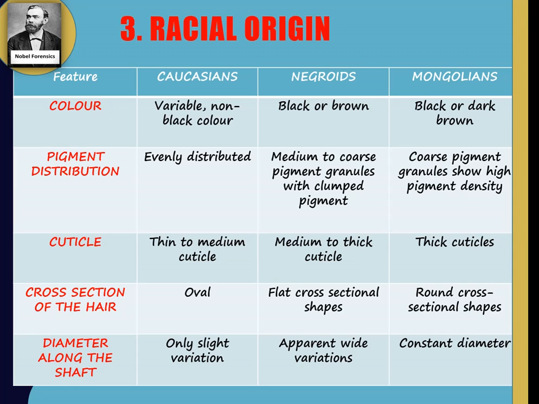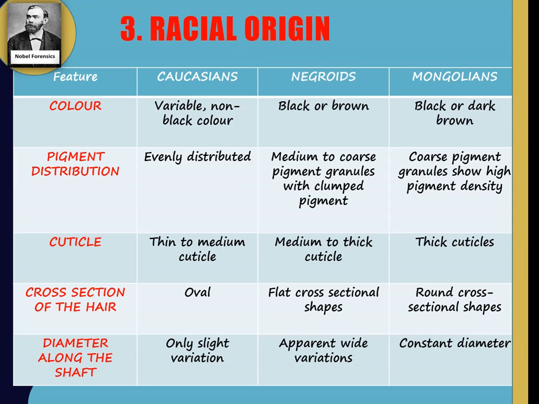Cuticle. It is the outer layer of the hair. Caucasians have a thin to medium cuticle. In Negroids, medium to thick cuticle. And Mongolians, thick cuticle. Then cross section of the hair: Caucasians have an oval cross section, Negroids flat cross sectional shapes, Mongolians have a round cross sectional shape.